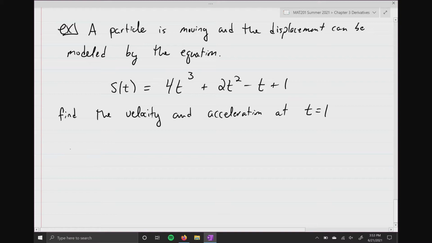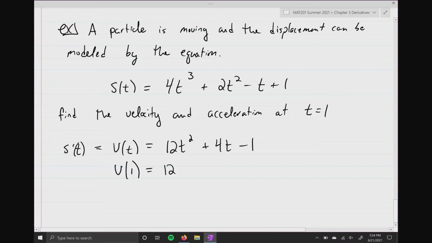So, if I want to find velocity, all I have to do is take the first derivative. So that's going to equal 12t to the second plus 4t minus 1. And I can evaluate that at 1. So that's going to give me 12 plus 4 minus 1. So the velocity at t equals 1 equals 12 plus 4... I'm sorry, 12 plus 4 is 16. And 16 minus 1 is 15. And we'll just say this is meters per second. Give it some units. I'll just make them up.